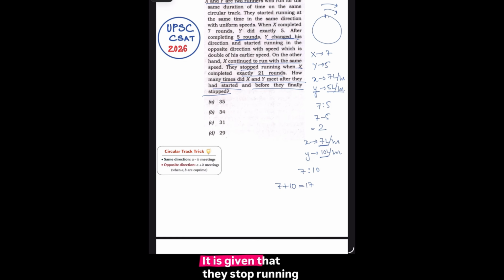They stop running when X completes exactly 21 rounds. So speed of X is 7 laps per hour. So he will cover 21 laps in 3 hours. So for the first hour they move in the same direction, and in the next 2 hours they move in the opposite direction. So if they meet for 17 times in the second hour, they will meet for 17 times in the third hour as well. So in total they will meet for 2 plus 17 plus 17 times, and that is equal to 36 times.